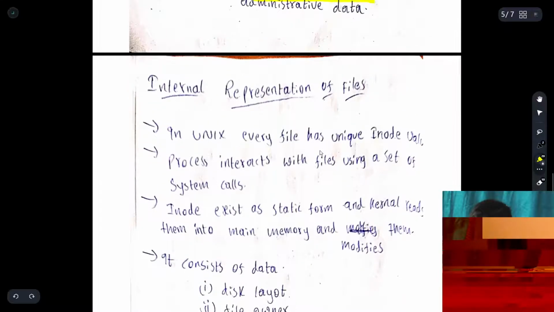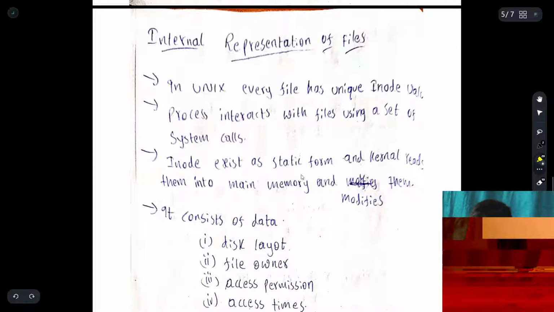So now the internal representation of files. In Unix, every file has a unique inode value. A process interacts with the file using a set of system calls. The inode exists in a static form, and the kernel reads them into main memory and modifies them. So in Unix, every file has a unique inode value, as I said before. A process interacts with the files using a set of system calls.